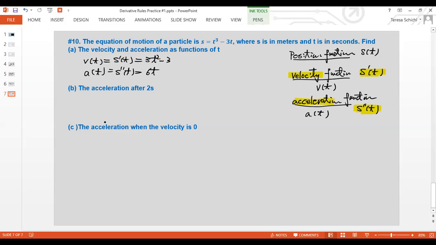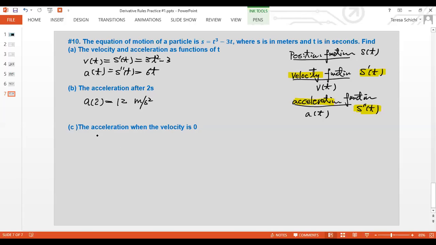Now the next thing: they ask for the acceleration after 2 seconds. So basically they want to find a(2). What is a(2) here? It's 12, and the units are meters per second squared. If you've had some basic physics, you know why the units are meters per second squared.